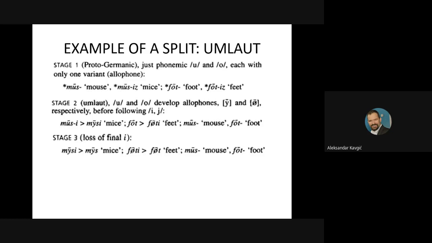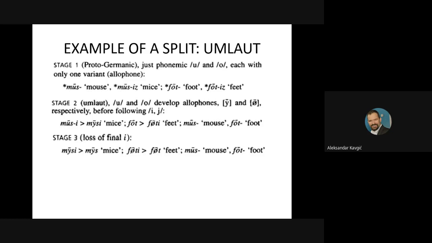So this is actually what we mean by split. You originally had U, but now you have U and Ü. You had O, but instead of O, you also have Ö. Of course, we lost these sounds in modern English, but in German, they are very alive and kicking. Virtually all Germanic languages, except English, have these sounds. So that's the example of split.